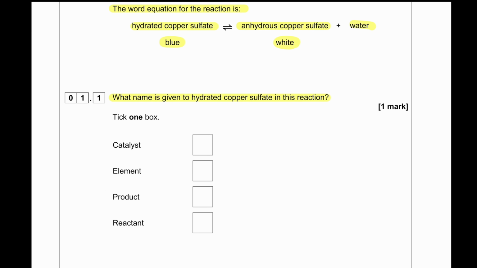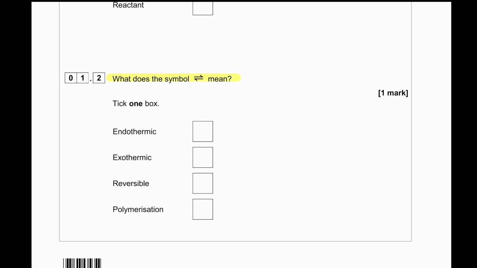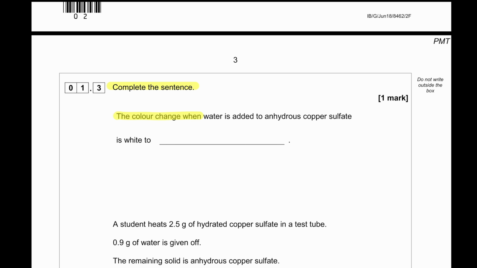Hydrated copper sulfate in this reaction is a reactant. So what does this symbol mean? Well, this symbol means reversible. Complete the sentence. The color change when water is added to anhydrous copper sulfate is white to... So when we add water to anhydrous copper sulfate, it becomes hydrated copper sulfate. So it will go from white to blue.